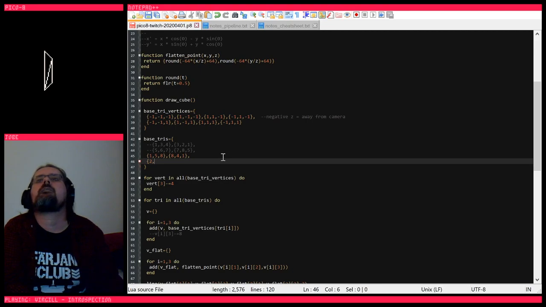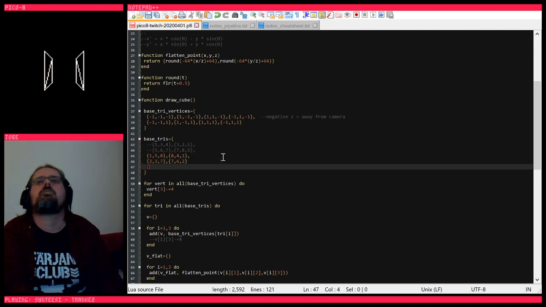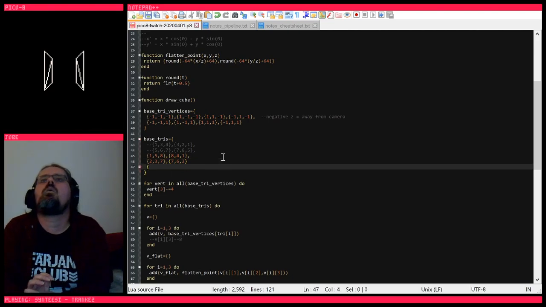So 2 and 3 and 6 and 6 and, no wait, 7 and 7 and 6 and 2. Is that right? Yeah. And now the bottom vertices, they're going to be 1, 2, 5 and 6.